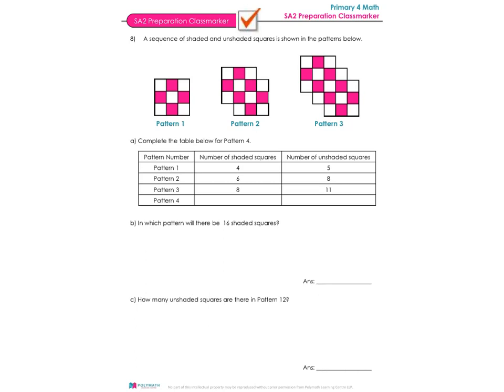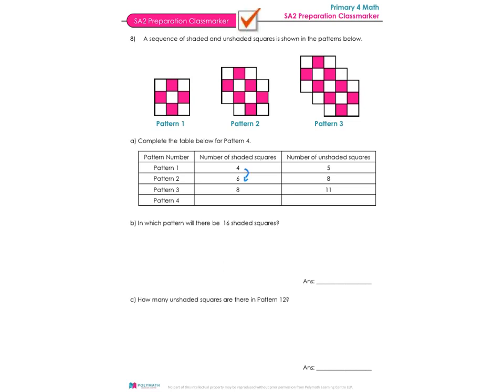Question 8 is a number pattern question. A sequence of shaded and unshaded squares is shown in the patterns below. It may look confusing, but we will just go according to the table. The numbers in the table are easier to look at because we are just dealing with numbers and their increment.